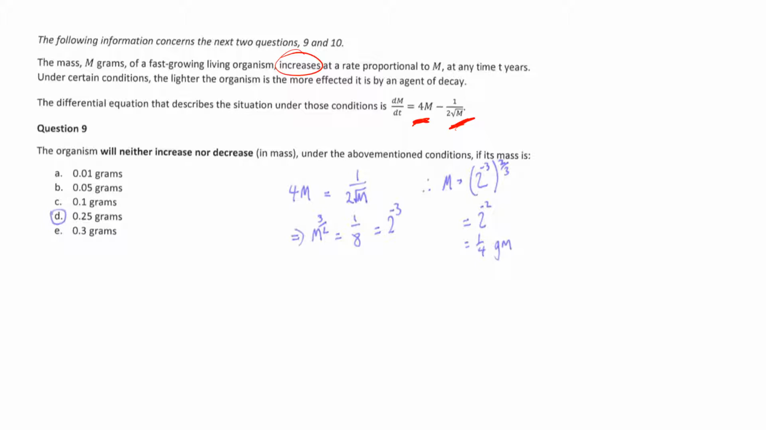All right, question 9. The organism will neither increase nor decrease, will remain constant, in other words, under the above mentioned conditions, if its mass is what? So if it's not increasing, dm/dt is not positive. If it's not decreasing, dm/dt is not negative. What are we talking about? We're talking about when dm/dt is equal to 0. So what we're doing is just setting that expression equal to 0 and solving for m, and that's what's happening over there. And when I do so, it turns out to be 1/4 of a gram or 0.25 grams.